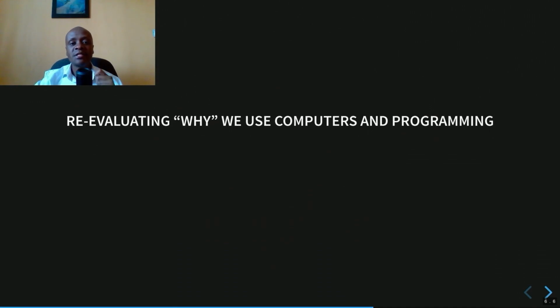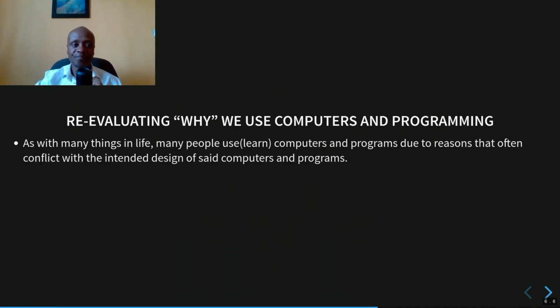Another point I wanted to just touch on quickly is reevaluating the why people use computers and programming. As with many things in life, many of us learn our computers and our programs due to reasons that often conflict with the intended design of those same programs and computers.